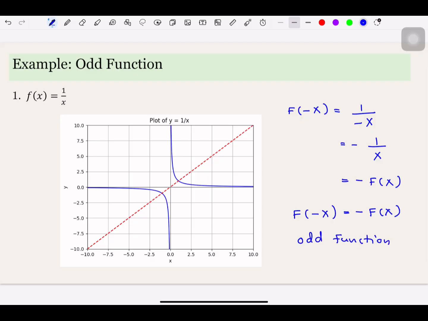Graphically, this is what it means. The graph of 1 over x is made up of two curves, one in the first quadrant and the other in the third quadrant, something like this. The curve is symmetric with respect to the origin. So if you rotate the graph by 180 degrees around the origin, it looks exactly the same. So the key trait of an odd function is this.